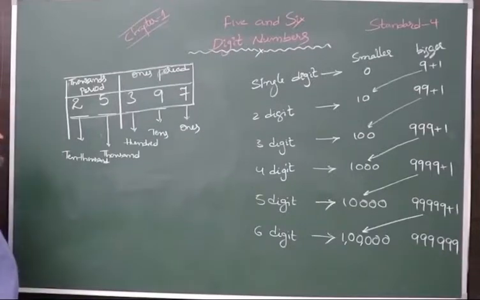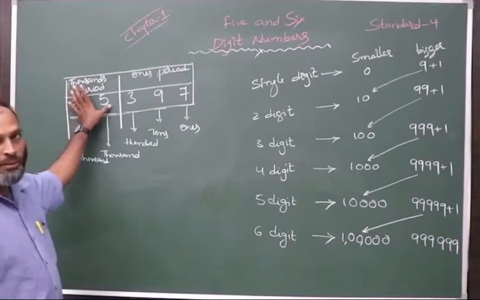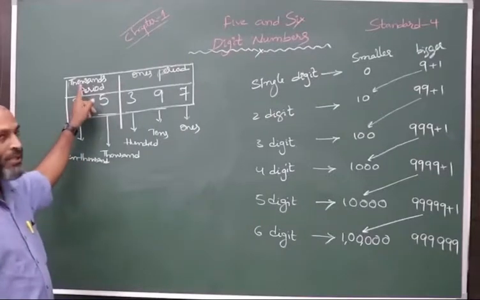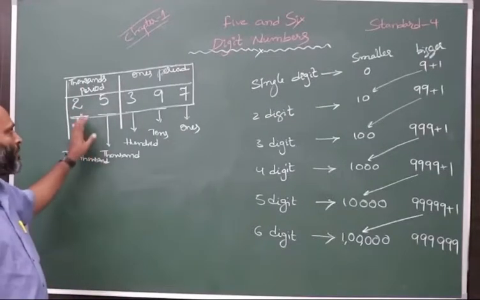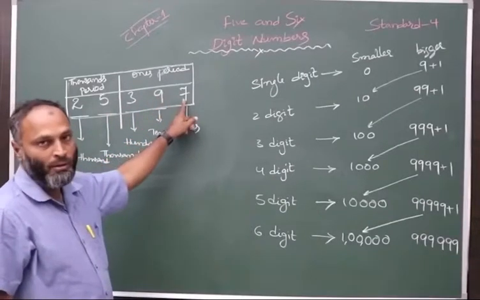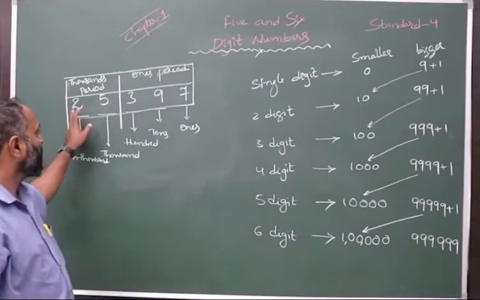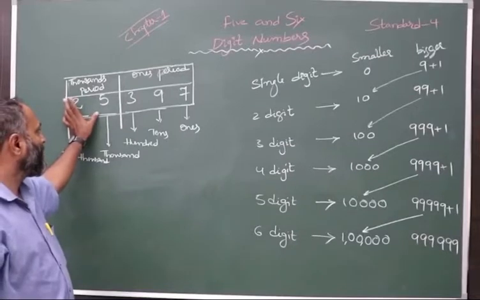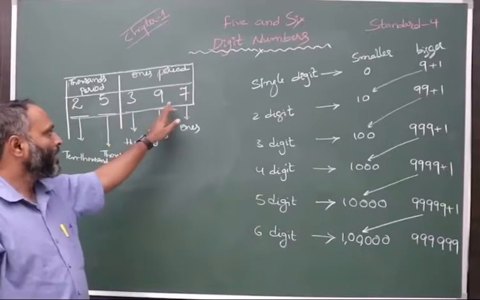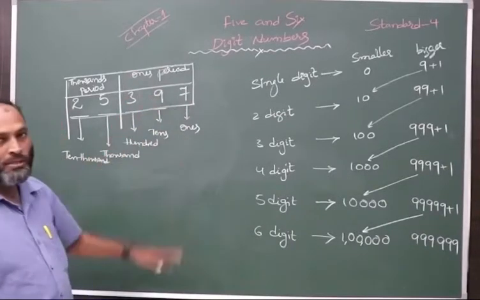Then how can we read this if a 5-digit number is given? These two are in the thousands period, so we read it as 25,000. Then 397. So like this we have to read. So 25, these two are in the thousands period, so 25,000. And these 3 are in the ones period, then 397. So this is the ones period.